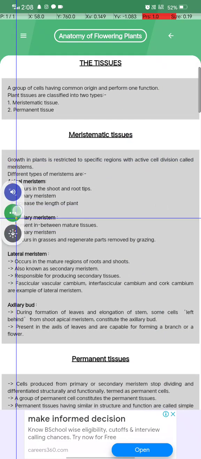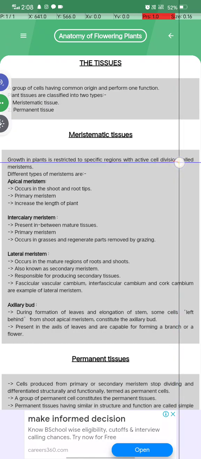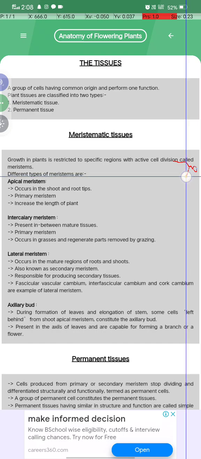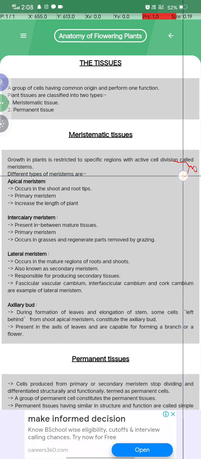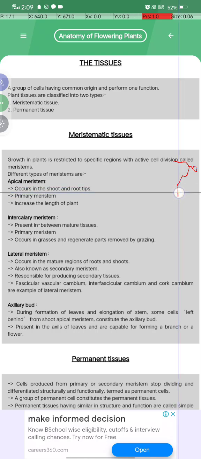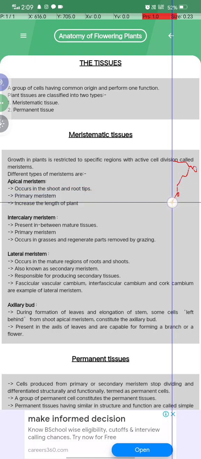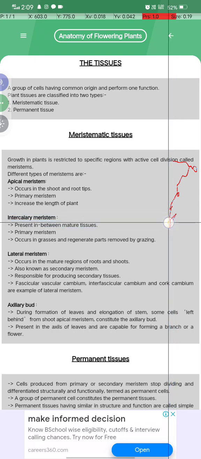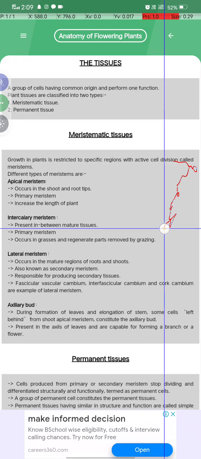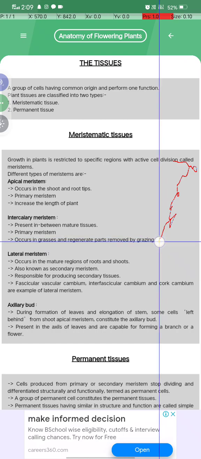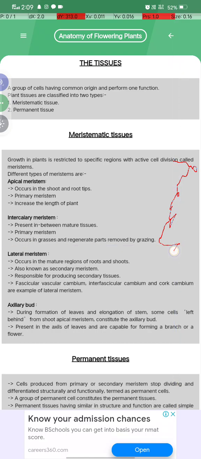What is meristematic tissue? Growth in plants is restricted to a specific region with active cell division, called the meristem. The different types of meristem are: first, apical, which occurs in the shoot and root tip, is a primary meristem, and increases the length of the plant. Intercalary meristem is present between the mature tissue and primary meristem and occurs in grasses, regenerating the part removed by grazing.